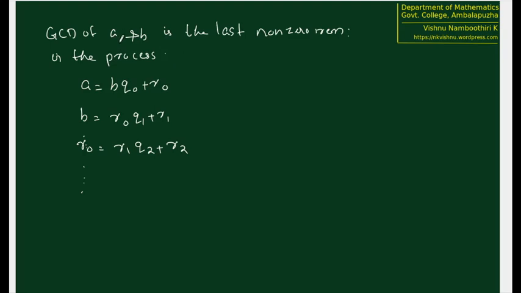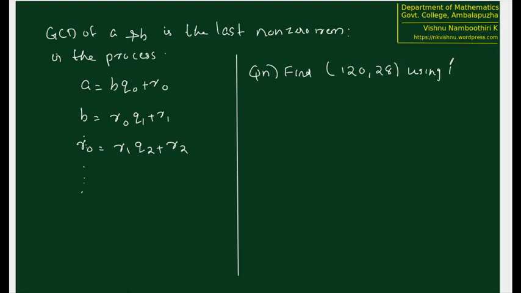So now we will see an easy example on how to use the Euclidean algorithm for finding the GCD of two numbers. So the question is the following: find the GCD of 120 and 28 using the Euclidean algorithm. So we can take 120 to be A and 28 to be B because the largest one is 120. So write A equal to 120, B equal to 28.